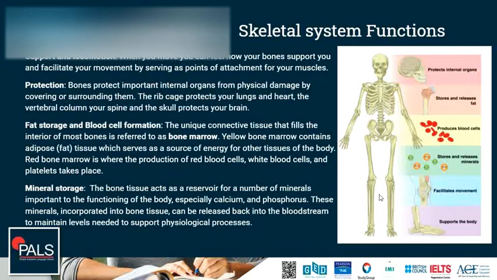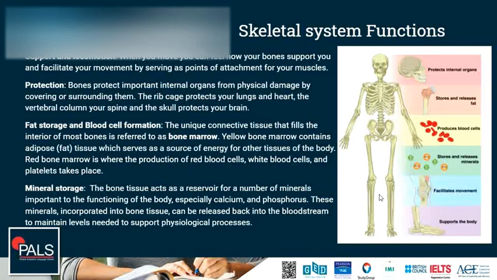The function of the skeletal system is obviously support and motion. When you move, you can feel how your bones support and facilitate your movement by serving as points of attachment for your muscles. They have a protective function as well. Bones protect important internal organs from physical damage by covering or surrounding them, like the rib cage that protects our lungs and heart, or the vertebral column that protects our spinal cord, and the skull that protects our brain.